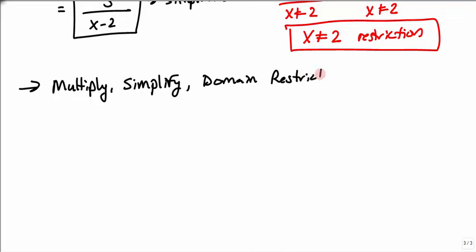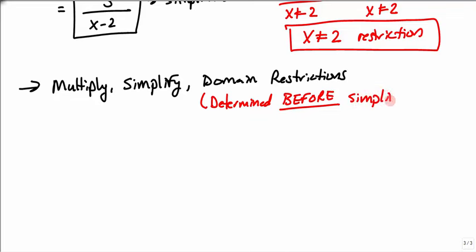Now remember, when we're talking about domain restrictions, these are determined before simplifying. And this is an important lecture quiz question. So domain restrictions are determined before simplifying. So keep that in mind.